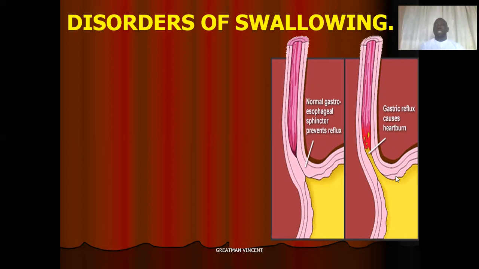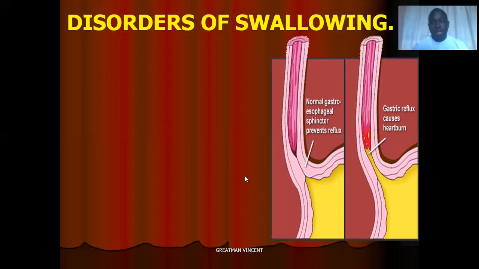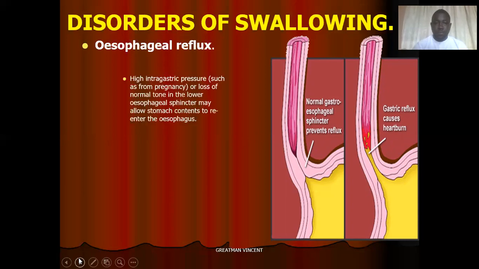Disorders of swallowing. This thing that we are seeing seems to be a simple mechanism in one way or the other. It's like a normal mechanism. However, it can also be characterized by abnormal things, and so we want to look at some of the abnormalities with respect to swallowing. Now, the first abnormality we want to talk about is what we call acid reflux, acid esophageal reflux.